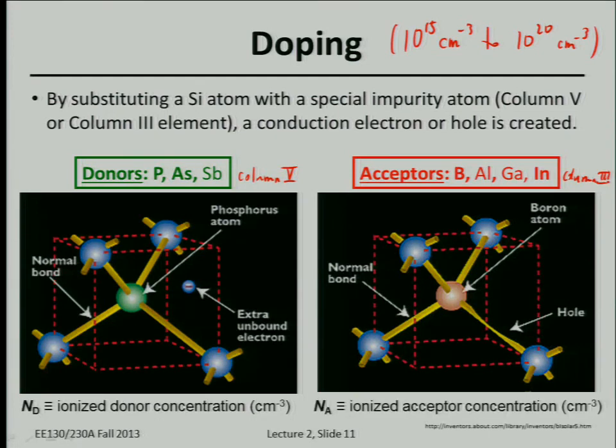Okay? So terminology here, capital N sub D is what we use to indicate the concentration, so number of atoms per centimeter cubed for donors, and N sub A is the concentration of acceptors, per centimeter cubed. So keep in mind, centimeters is the length unit that we use in this class.